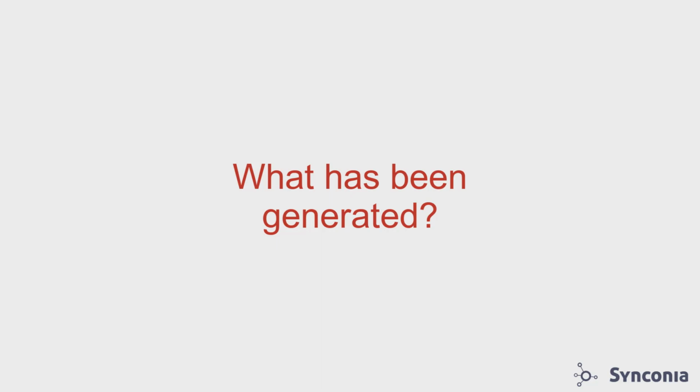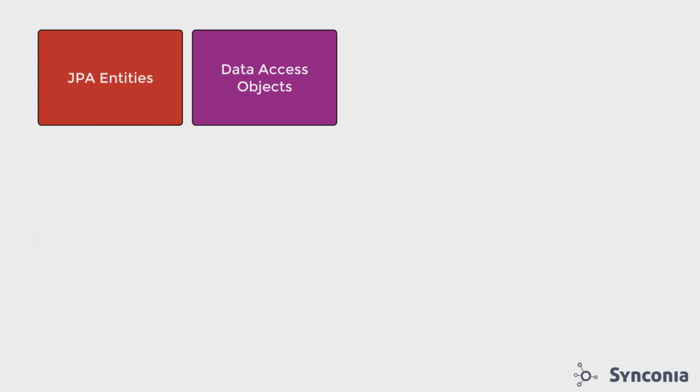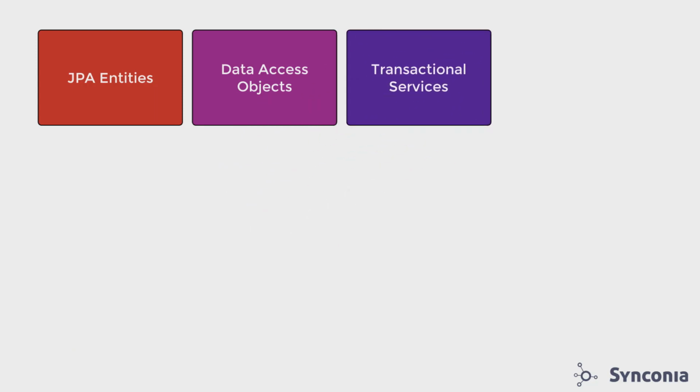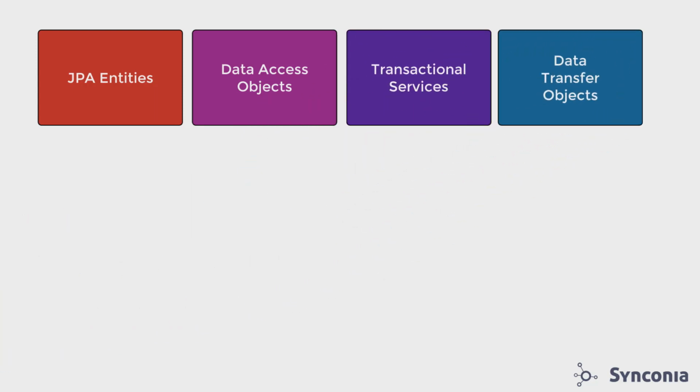What has been generated? Of course, JPA entities to map your domain objects to the database. Data access objects to retrieve your domain objects from the database. Transactional services where you can put your domain logic. Data transfer objects or DTOs to send the data to the clients.